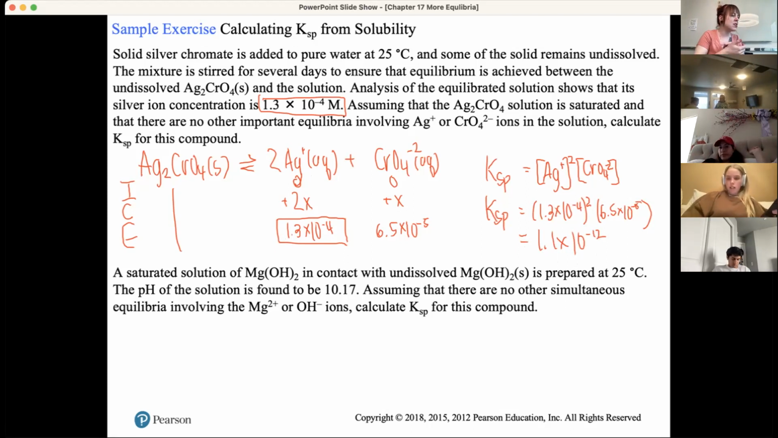Okay, so saturated solution of magnesium hydroxide. Notice how many hydroxides are there? It's in the formula. How many hydroxides?